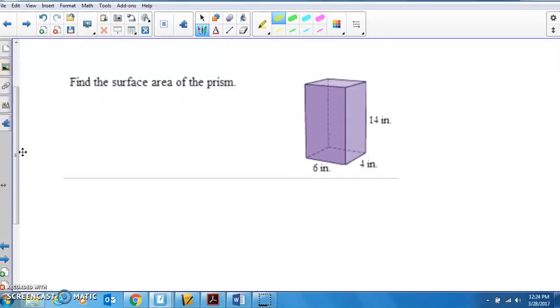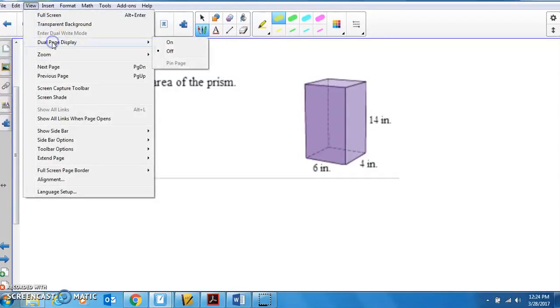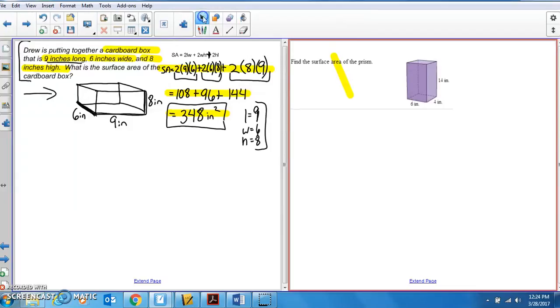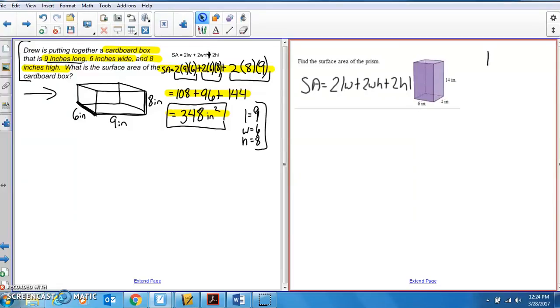So we know the formula, and what I'm going to do, so that we can see the formula, our formula is right here, and I'm going to just move this up some. Erase that part. All right, so our formula is surface area equals 2LW plus 2WH plus 2HL. And I've got 3 measurements: length, width, and height.